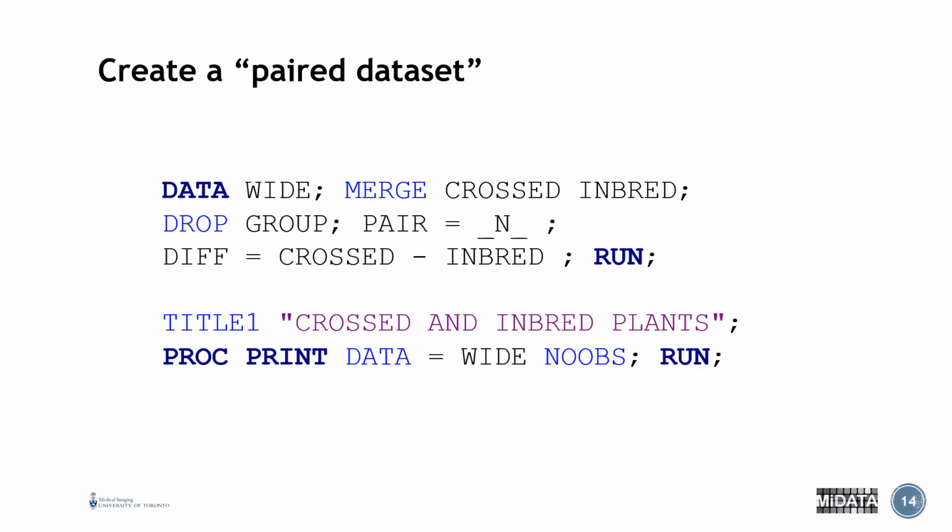Now, when we create a paired data set, don't forget here we have what we call a wide data set, which means that data are in columns. In order to do that, we're merging the crossed and inbred data sets. As you can see here, we're merging these 2 data sets, and then we're taking the difference between crossed and inbred, right? So this is, remember, a paired data set.